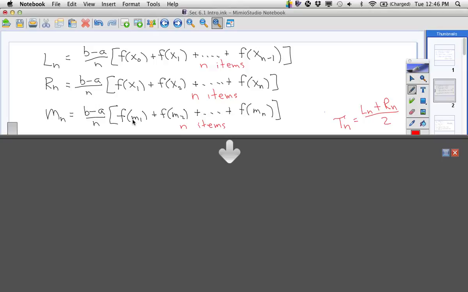But if there's 6 subdivisions, for example, there'd be 1 midpoint, 2 midpoint, 3 midpoint, there'd be 6 midpoints. Yeah, so that's what the n is there. Okay, now let's talk about trapezoid.